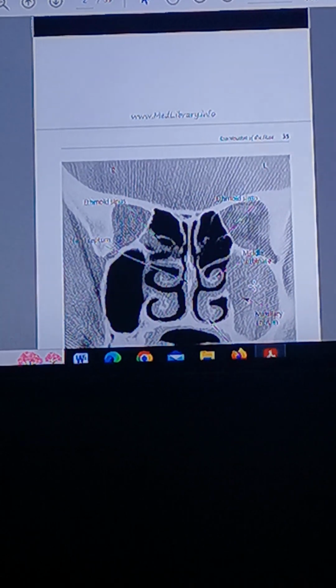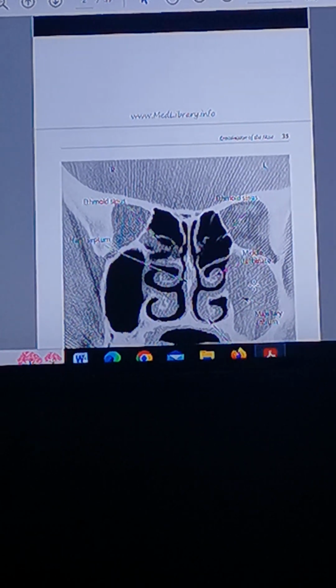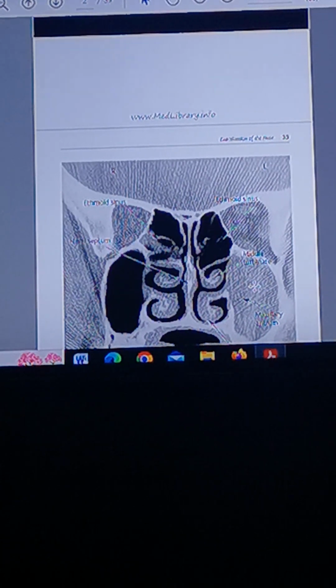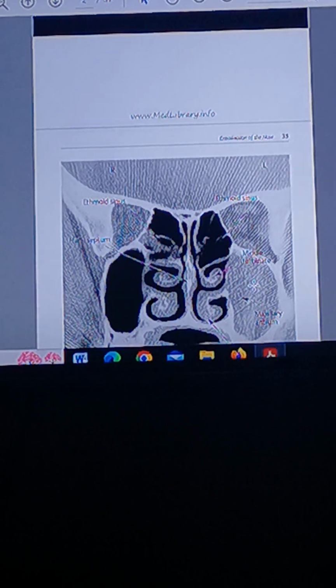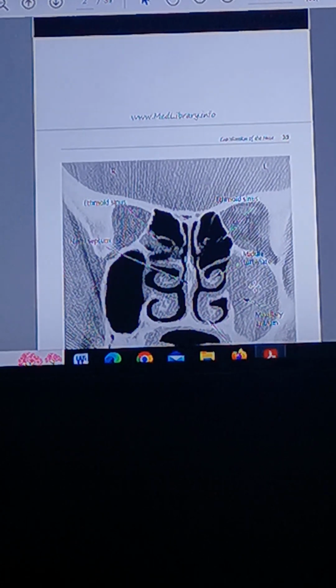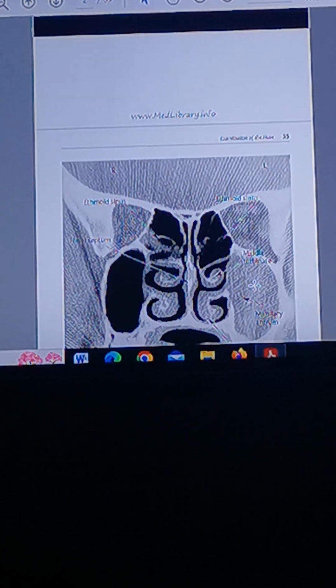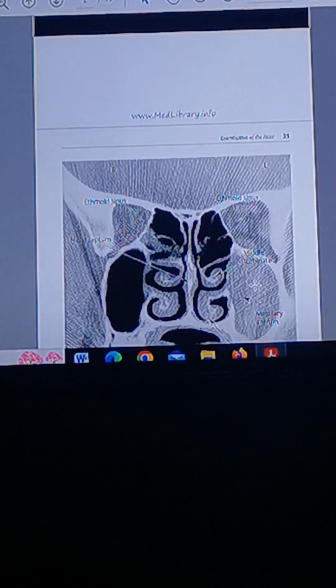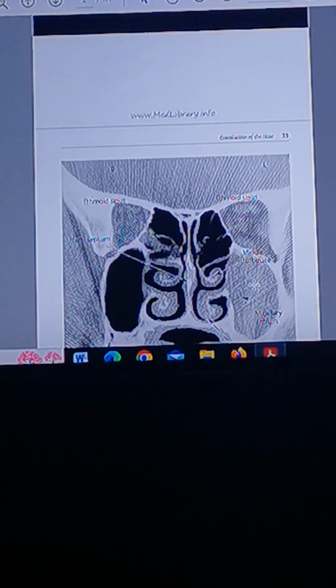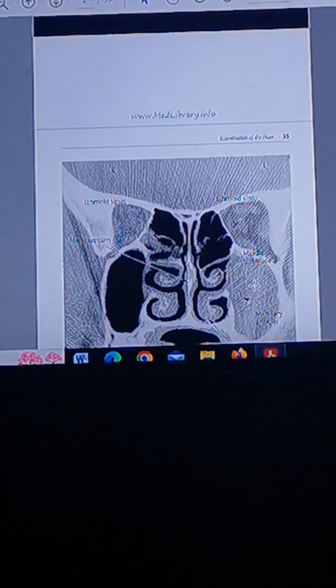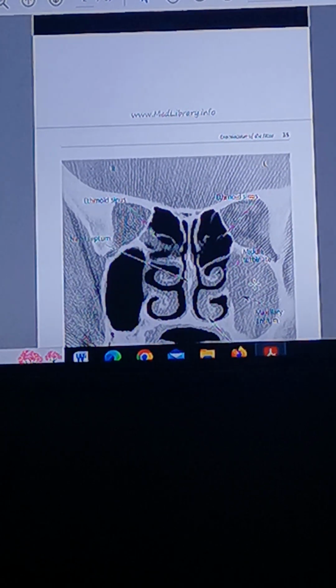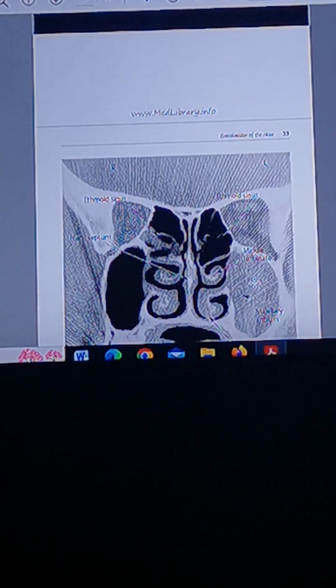Sometimes the opacity also might be fluid, and the fluid inside the sinus most commonly is purulent, pus, in case of acute sinusitis. So sometimes the opacity also covers, as I said, the fluid. Sometimes it is CSF in case of trauma to the base of the skull. Sometimes it is blood in case of trauma to the face and the sinuses.